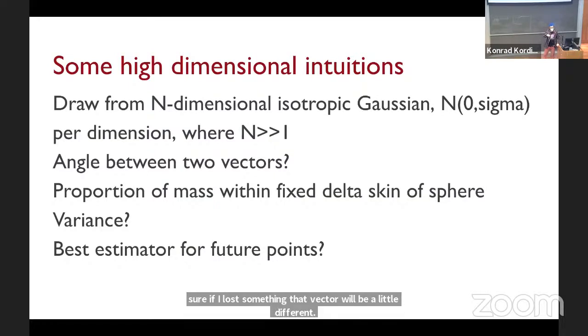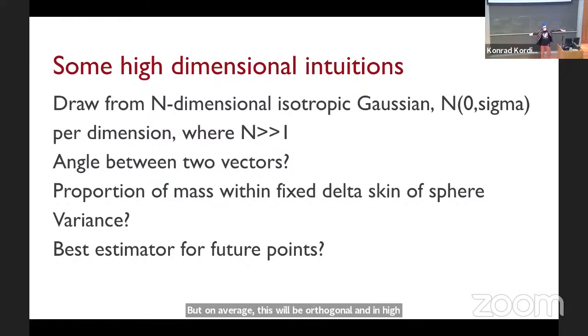But on average, this will be orthogonal. And in high dimensions, as I make our layers wide, I will be arbitrarily close to being orthogonal. So in the limit where our network is arbitrarily large, the change that I make in terms of one thing, if they are random input vectors, will have vanishing influence on anything else. Okay, so that's the first one.